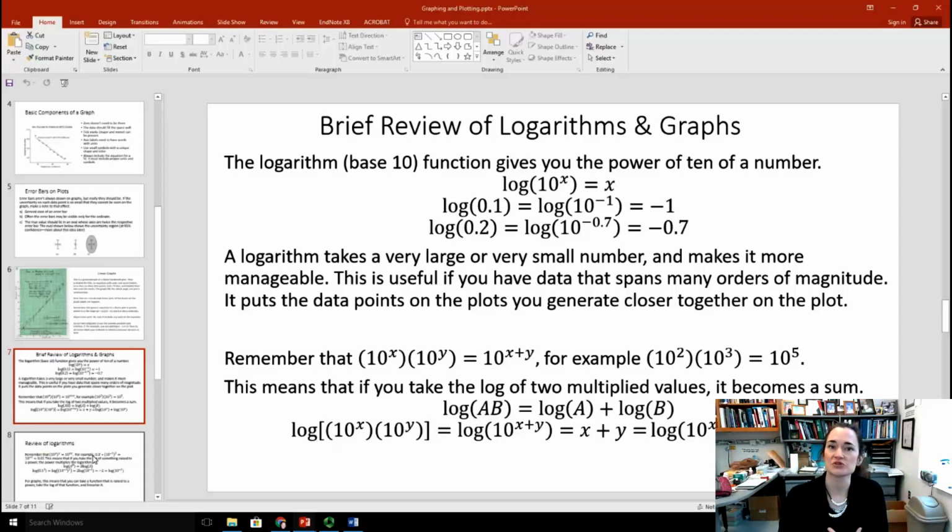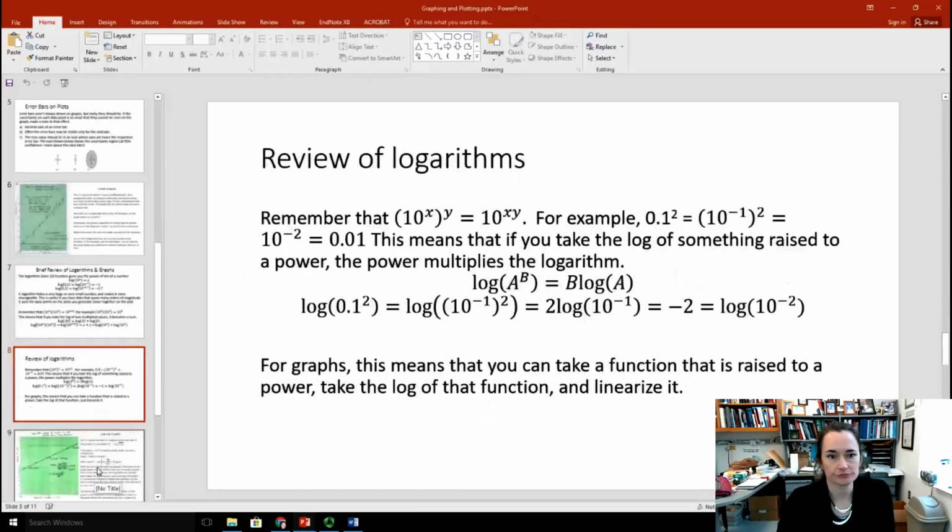If not, there are some good resources on the web that you can look up, or I'll link to, and you can review those rules. Remember also that for the log of 10 to the x to the power of y, you multiply the powers, so you get 10 to the xy. For example, 0.1 squared is 10 to the minus 1 squared, which is 10 to the minus 2, which is 0.01. So that means that if you take the log of something raised to a power, then the power multiplies that logarithm. So here you have the log of a to the b power, and that's equal to b times the log of a. So these are all some rules. Make sure to look back over those to make sure that you understand it.